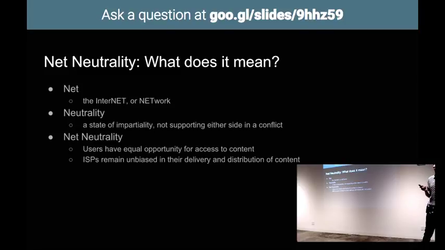Put those two things together, and net neutrality is a fundamental principle of the internet. It means users have equal opportunity for access to content. They can put content out there and expect other users to have equal access to that content. And a really pivotal part of net neutrality is that ISPs, internet service providers, remain unbiased in their delivery and distribution of that content. If users put their content out on the internet, hoping that anybody who wants to see it might see it, it doesn't matter if the ISPs aren't unbiased.